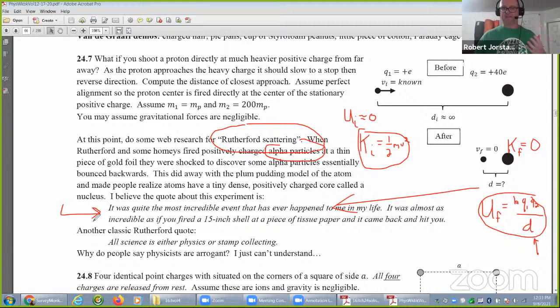And they discovered that the nucleus actually has a small positive charge. They used to think it was a negative charge at the center.